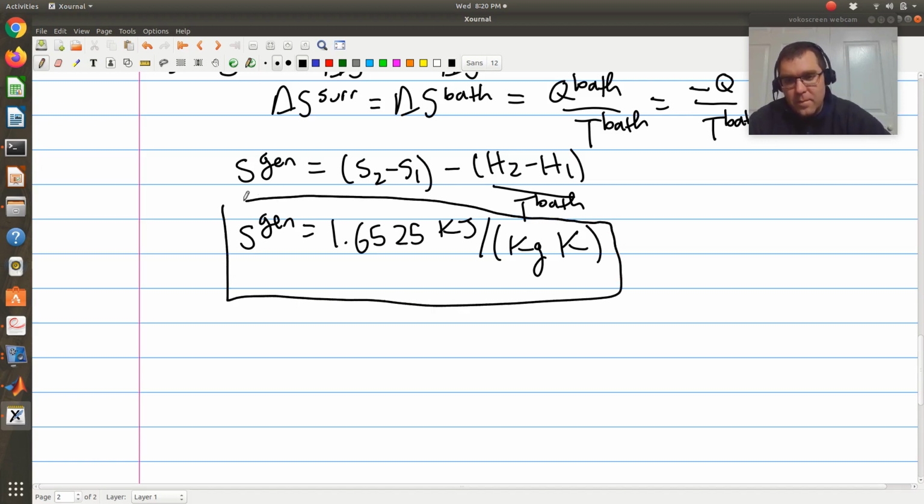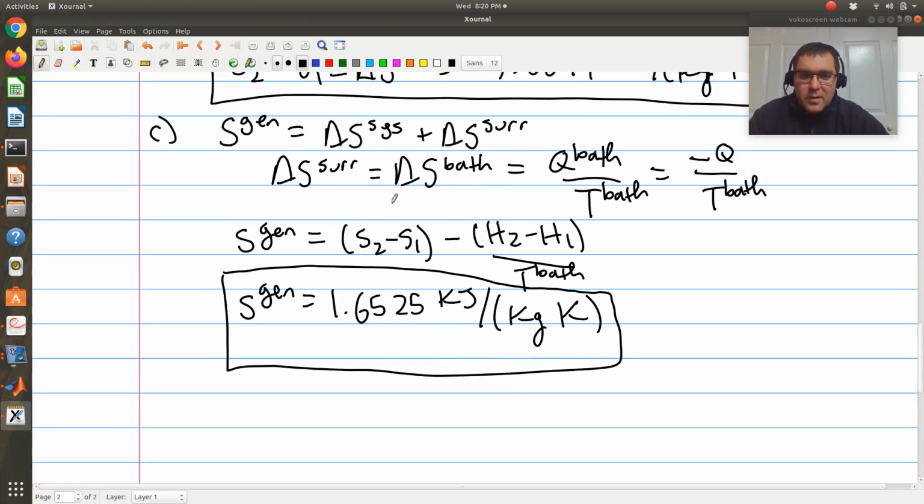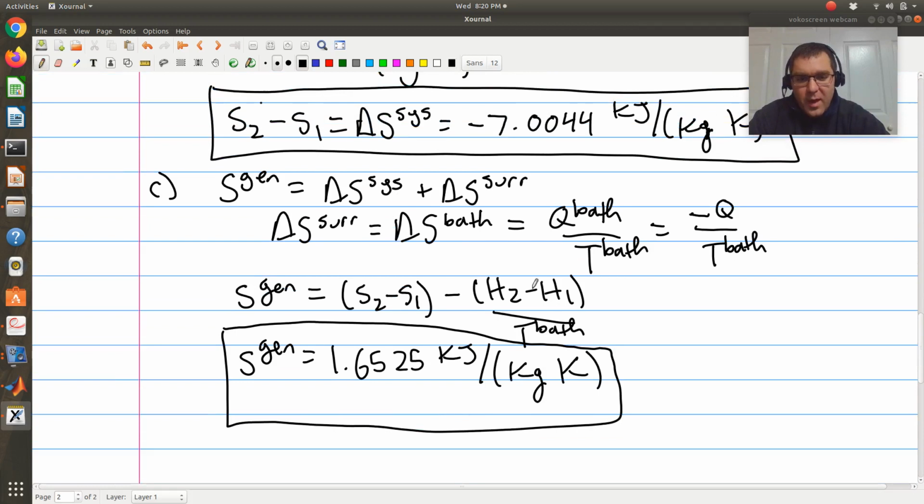Okay, cool. But again, this is essentially just delta S system minus Q over T bath, where I just plugged in H2 minus H1 for completeness. My entropy generation is positive, which makes sense for this irreversible process. Okay, I hope that helps. If you have any questions, please let me know.